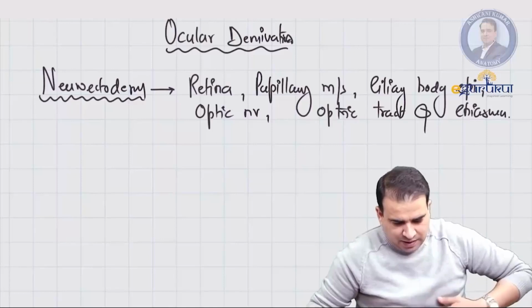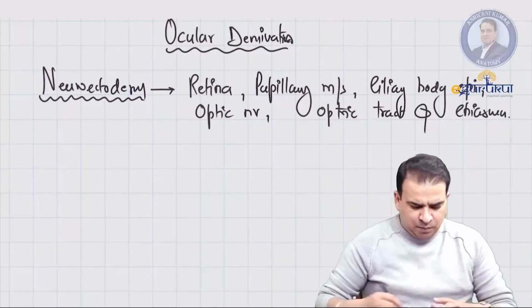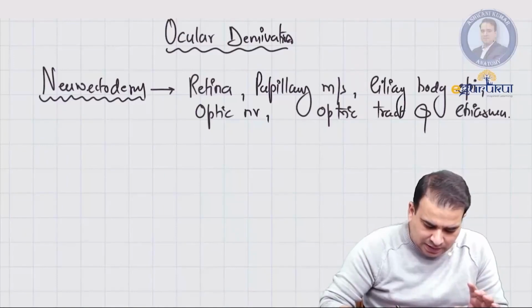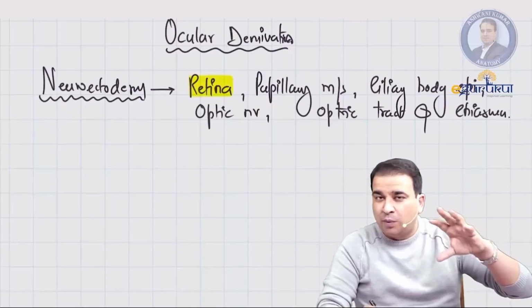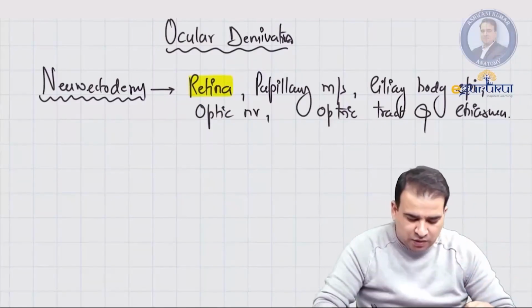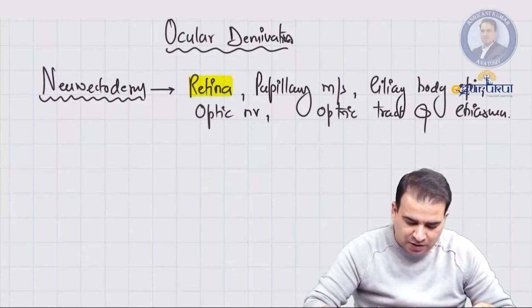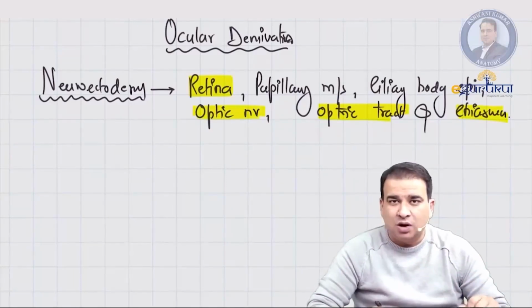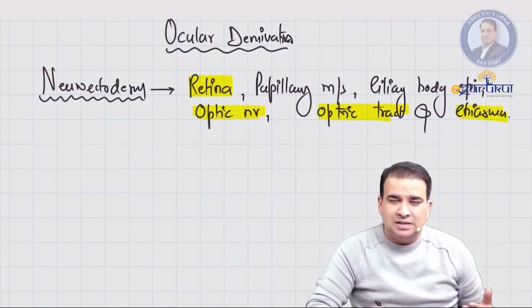Optic nerve, optic tract, and optic chiasma. And most of it, we have already talked about. Remember, when we said that retina is derived from the diencephalon. In the neuroanatomy, we said the diencephalon will form the optic stalk. And that optic stalk will give rise to what? It will give rise to the optic tract, the optic chiasma, optic nerve, and even retina also. They're all derived from the optic stalk. Optic stalk coming from diencephalon.